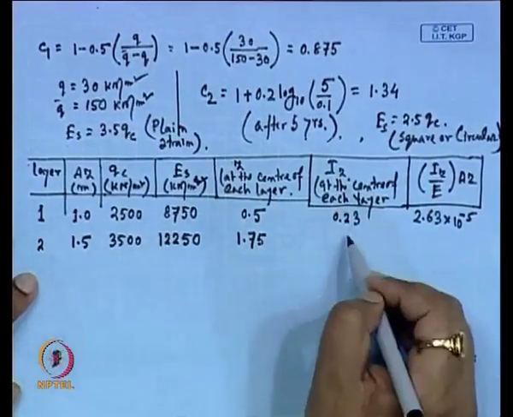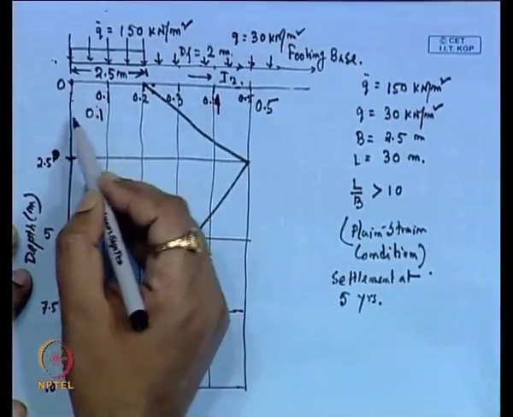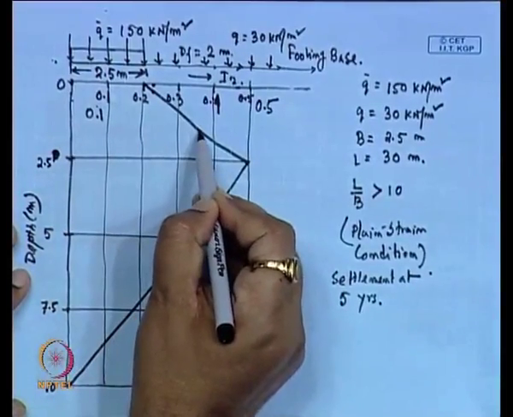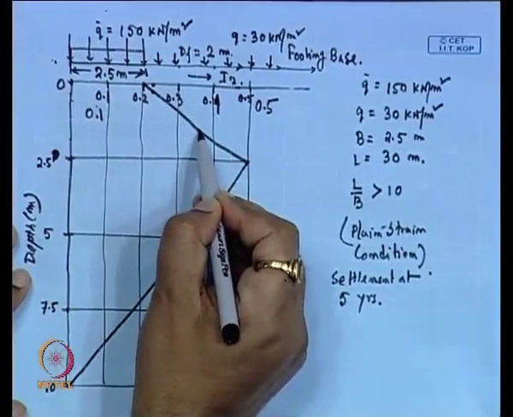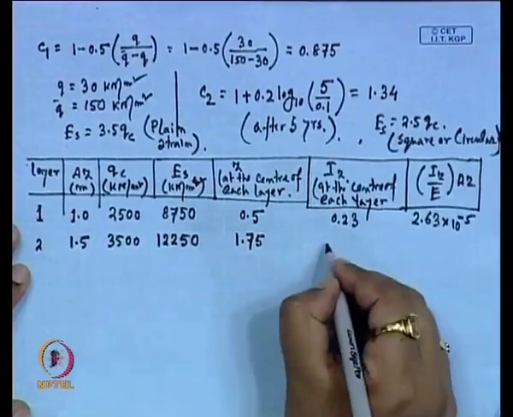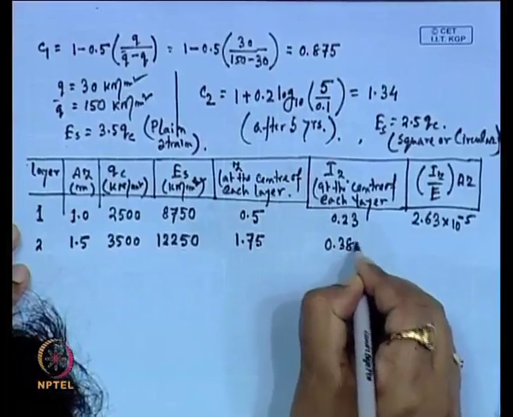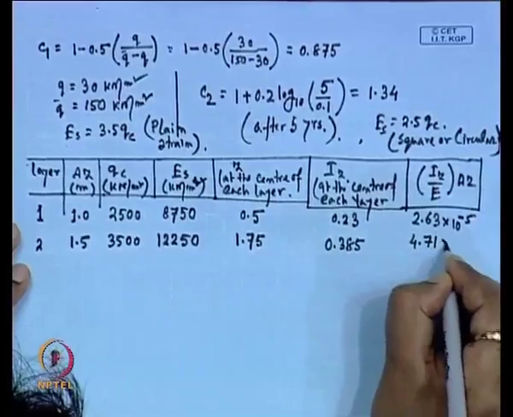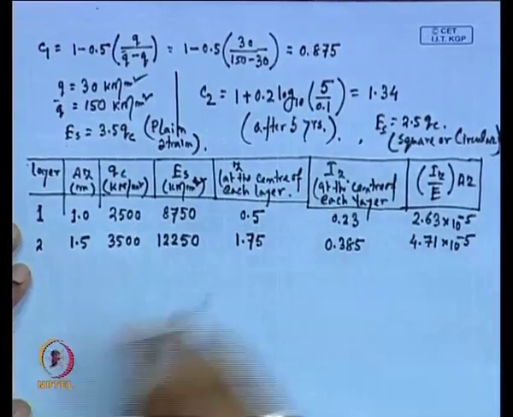So, corresponding I z we will calculate here. So, 1.75 will be somewhere here. The 1.75 corresponding value will be 0.385. So, here this will be 0.385, and the corresponding value of this term is 4.71 into 10 to the power minus 5.